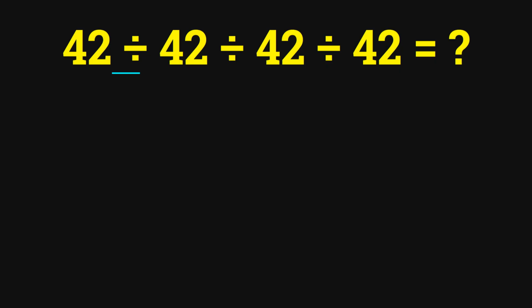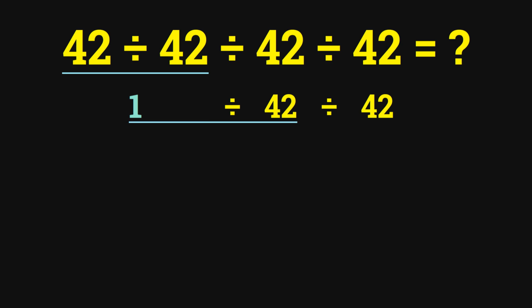So first we do this division. We have 42 divided by 42, which equals 1. Now our problem became 1 divided by 42 divided by 42. So we have to work from left to right.